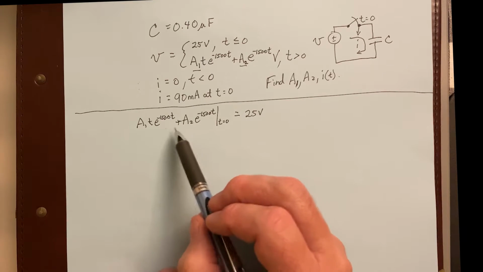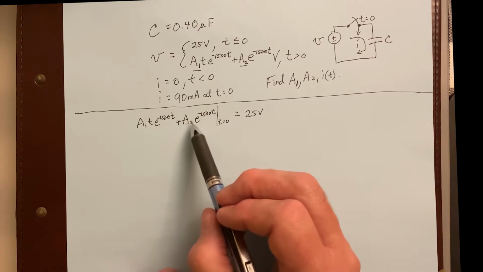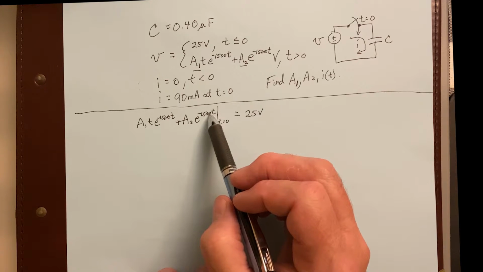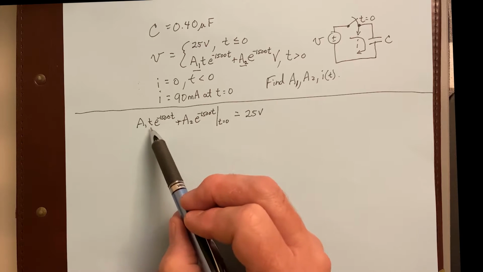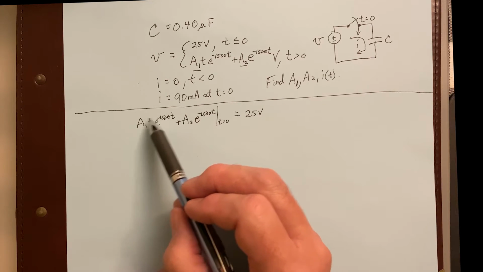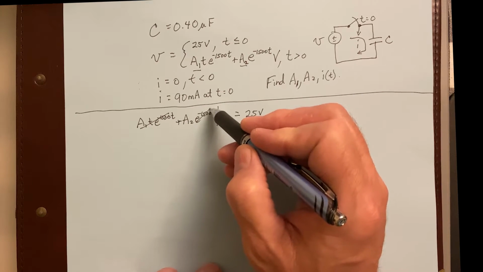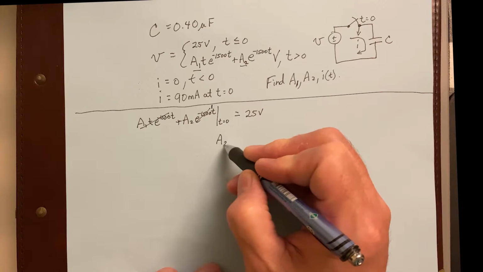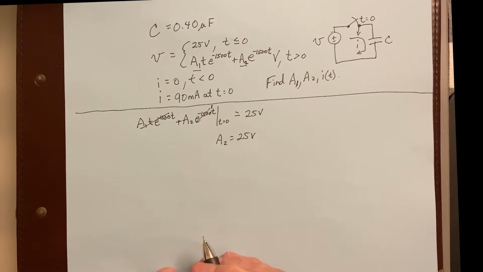So let's evaluate this over here at t equals 0. Now these are decaying exponentials, both of them. So at t equals 0, those exponentials are going to become 1. But when we evaluate it at t equals 0, this t is going to cause this whole first term to go to 0. So that goes away, and this just becomes 1. So what are we left with? We're left with A2 equals 25 volts.